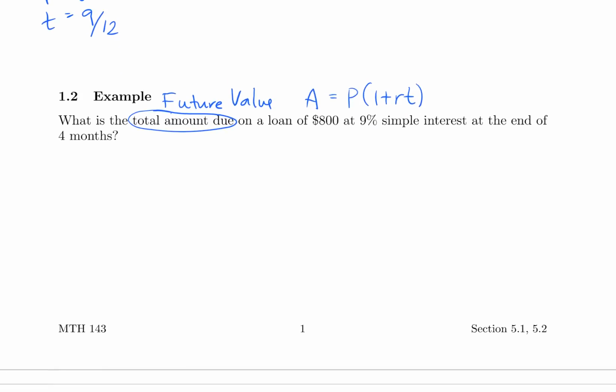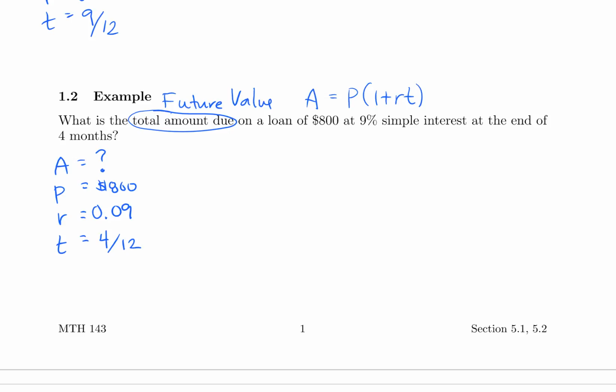So again, let's list what we know, and I'm listing all the variables from the formula: A, P, R, and T. What is the total amount due? We don't know the future value. On a loan of $800, so we know the principal was $800. At 9% simple interest, so the interest rate is 0.09. Don't forget to convert it to a decimal. And then at the end of 4 months. So 4 months means we have 4/12 of a year, or 1/3 of a year.